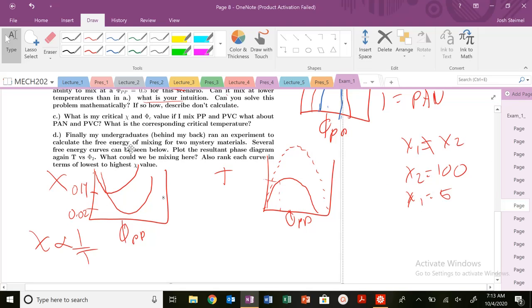So, finally, undergraduates, behind my back, ran an experiment to calculate the free energy of mixing for 2 mystery materials. Several of the free energy curves can be seen below. Plot the resultant phase diagram. Again, T versus V2. What can we be mixing here? Also rank each curve in terms of lowest to highest chi value.